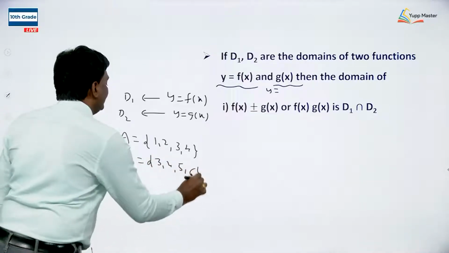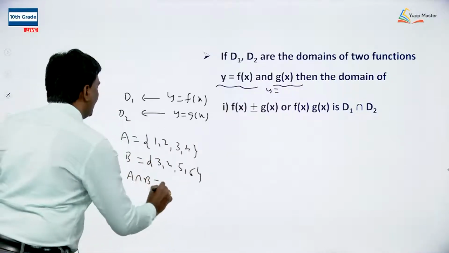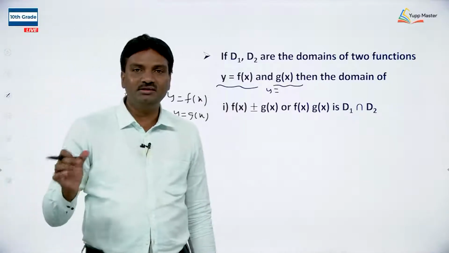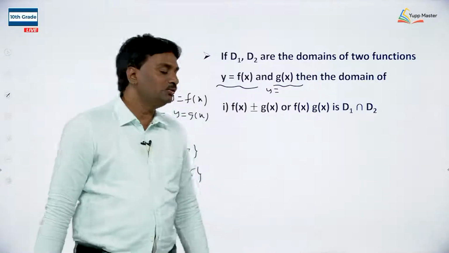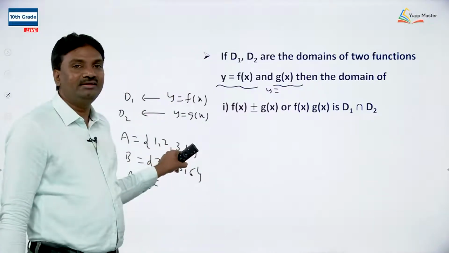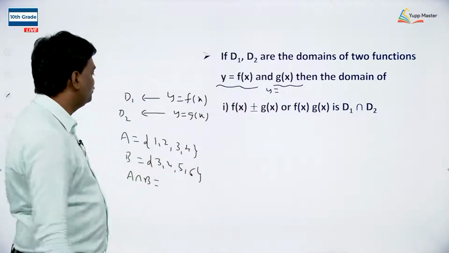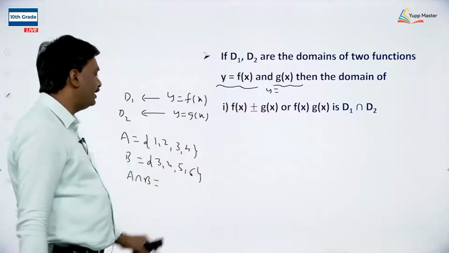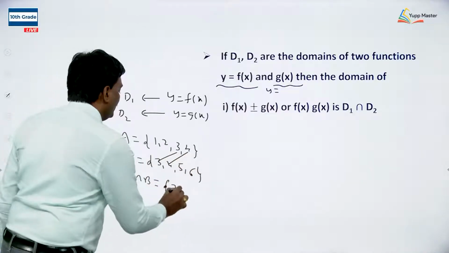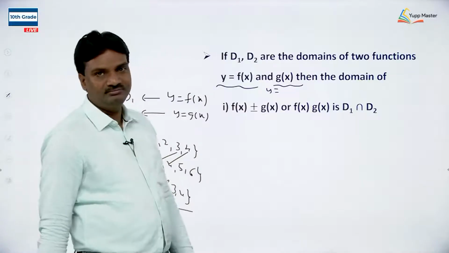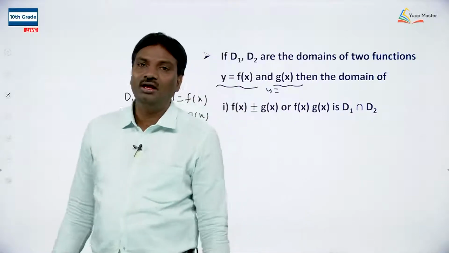{3, 4, 5, 6}. Now, to find the intersection of these two sets, A intersection B, we have to write the common elements of the given two sets. Here the set A contains the elements 1, 2, 3, 4 and the set B contains the elements 3, 4, 5, 6. By observing the elements of the sets A and B, clearly 3 and 4 are the common elements. So we can write A intersection B equal to {3, 4}.